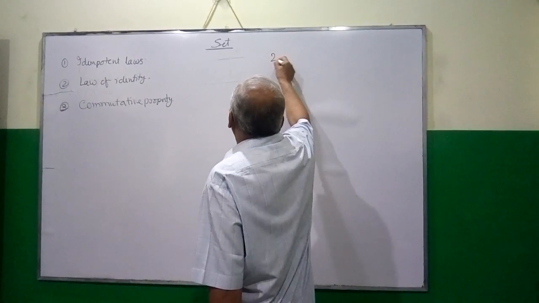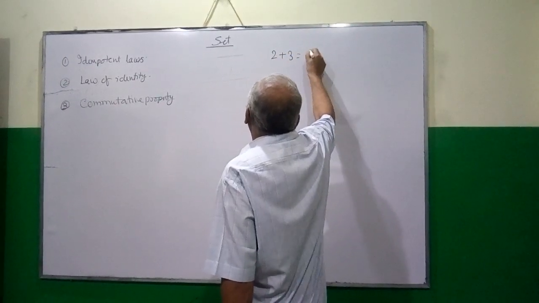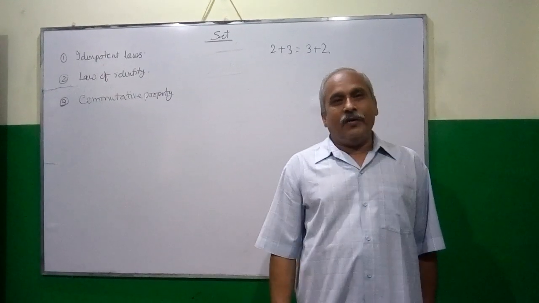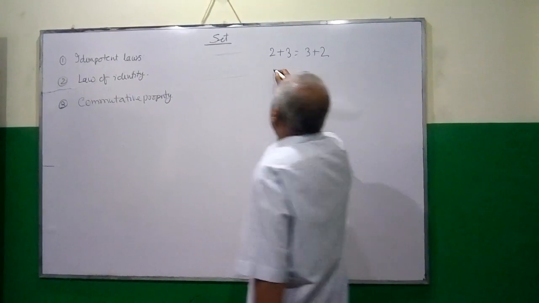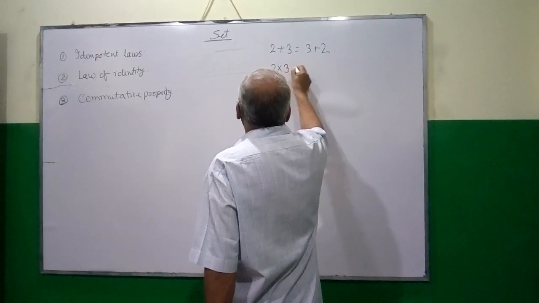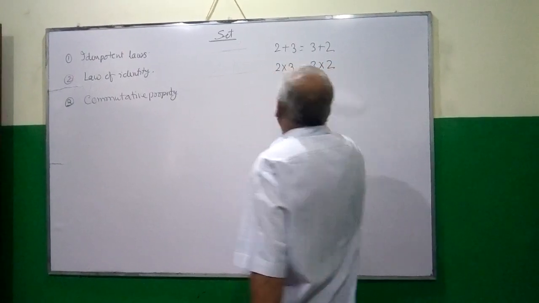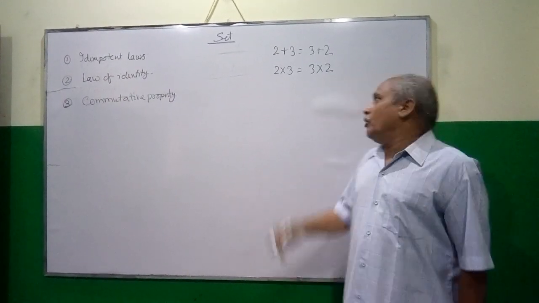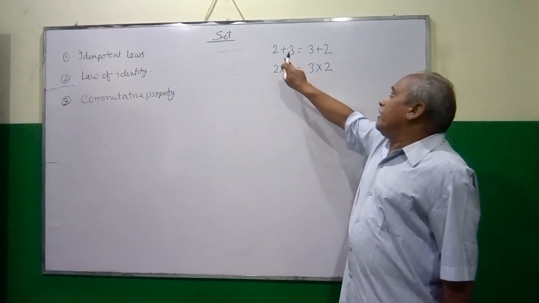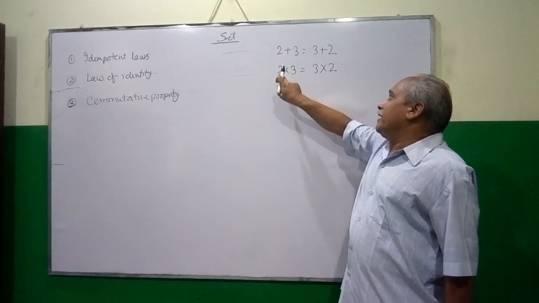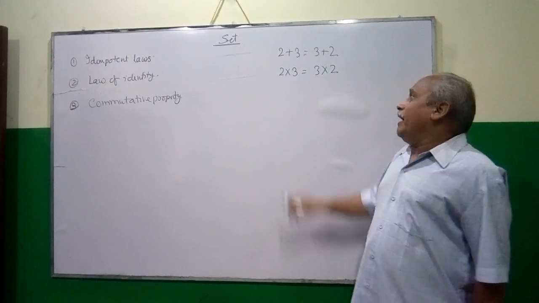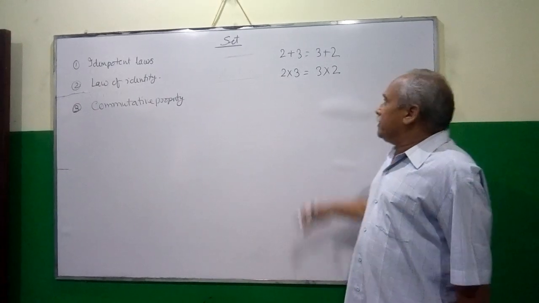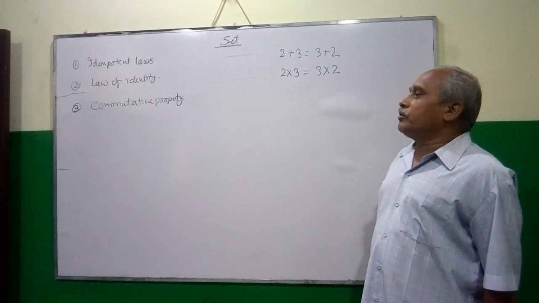For example, 2 plus 3 equal to 3 plus 2. It is the commutative property of addition. In the same way, 2 into 3 equal to 3 into 2. It is the commutative property of multiplication. Here the operation is addition and multiplication, and the elements are numbers. In set theory, such a rule is also applied.